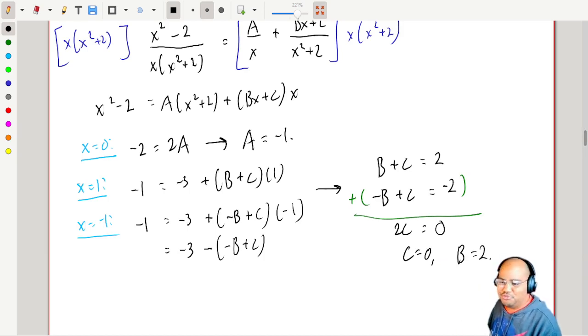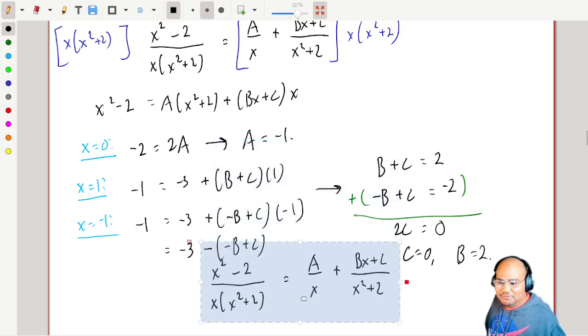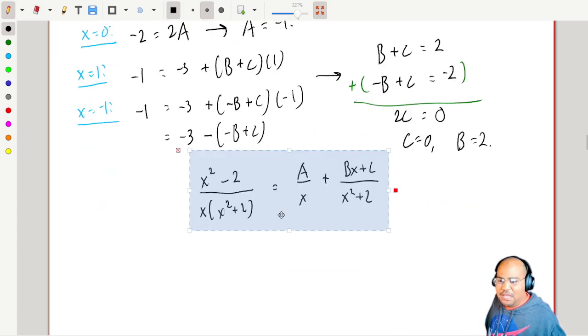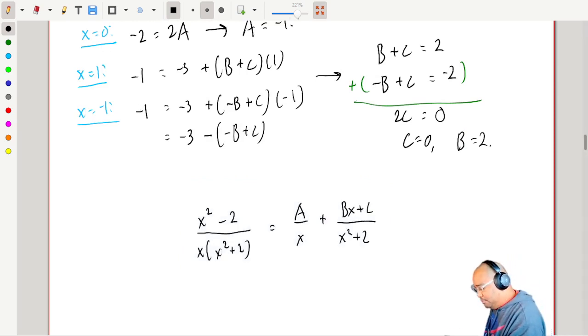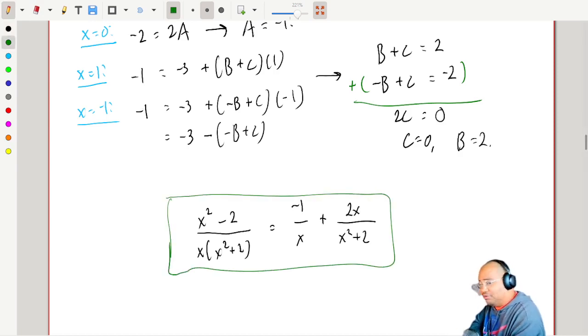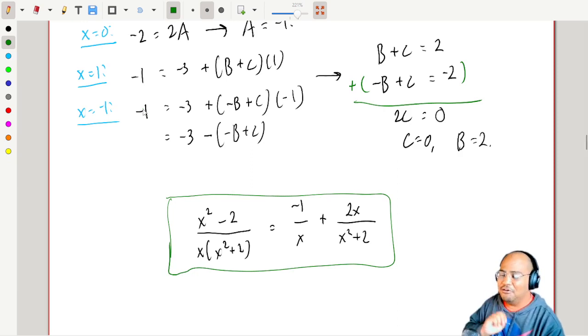And so what's our partial fraction decomposition here? We found A, B, and C, and like I said, C ended up being 0. So our decomposition, now that we can erase some stuff here: A is -1, B is 2, and C is 0. And folks, that right there is our breakdown of that hard fraction on the left.